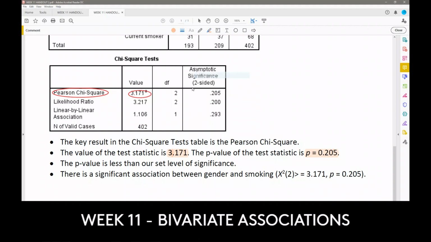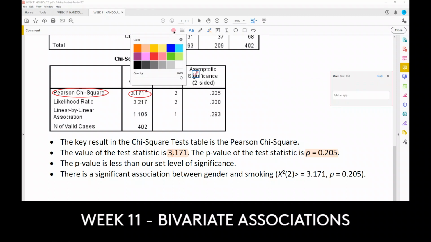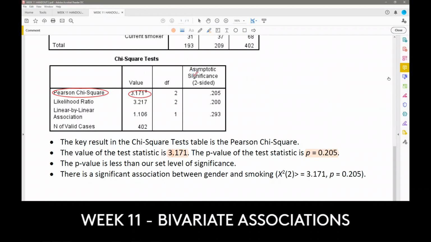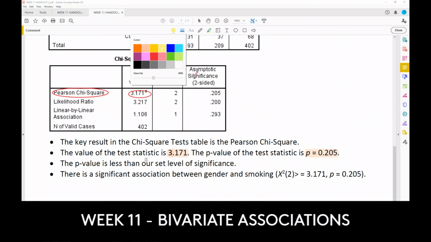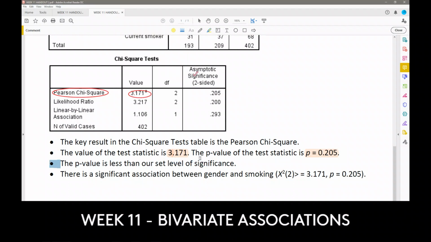So this does not meet our standards for significance. It is greater than our set level of significance. Oh, I just saw a typo, guys. This is supposed to say there is no significant association between gender and smoking, because this chi-square value is not statistically significant.